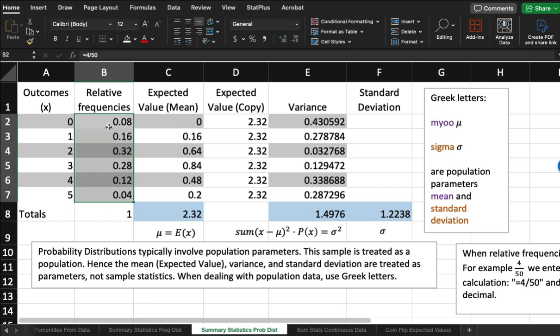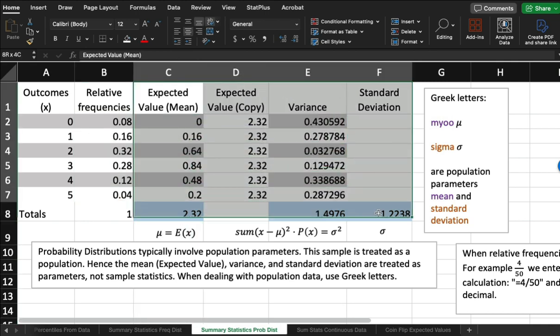But those numbers do have to add up to 1. Okay. All right. Let's go into these now. Here are our calculations. So this is going to produce our mean and our standard deviation for this population.